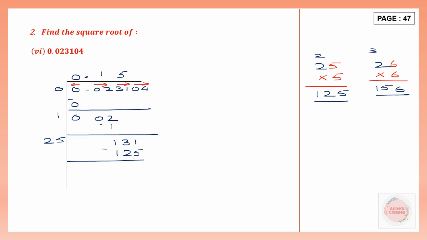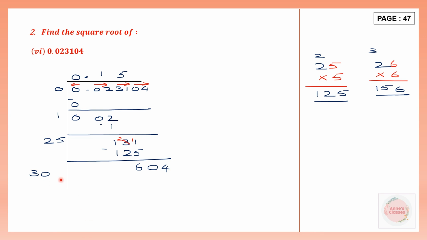Then subtract. So here I have 11 minus 5, which is 6. I'm going to bring down the next pair, which is 0, 4. So what is my number now? 604. Next step is double the quotient. I have 15. 15 twos are 30. Take 15 as a whole number there. Multiplied by 2, I have 30.